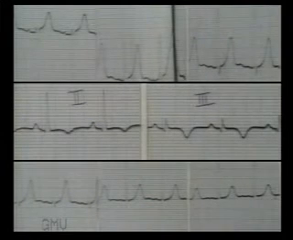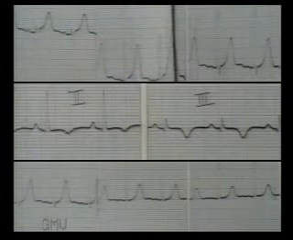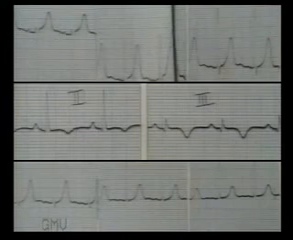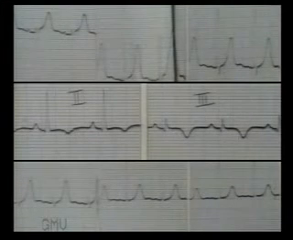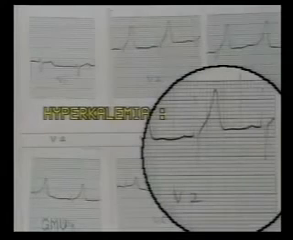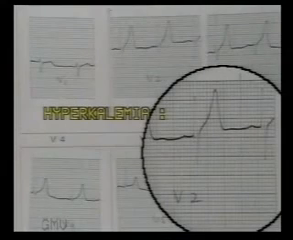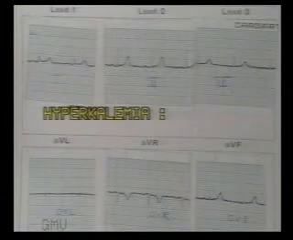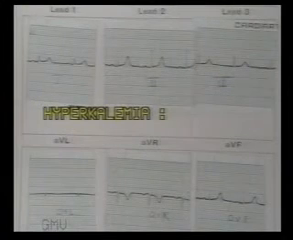Here leads 2 and 3 show inverted T waves with Q wave in lead 3, suggesting that there is a recent inferior wall infarct. So the tall T waves is a reciprocal change in the chest leads. Now this ECG shows very tall, narrow and peaked T waves. These are typical of hyperkalemia. Note that they are seen in all the chest leads and they are also seen in the limb leads. So this is hyperkalemia or raised serum potassium levels.